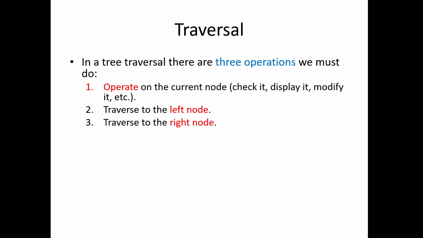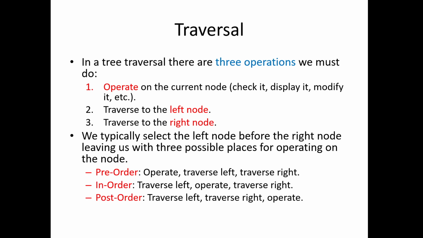So we do still have a convention going left to right as a standard when reading English. We're also going to impose that in our traversals. Go to the left node before we go to the right node. If we do that, that gives us three possible locations where we can place the operation.